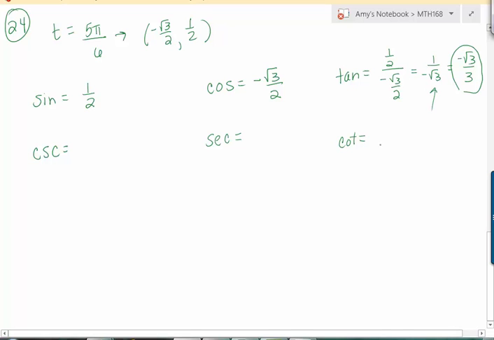Now, when you go to do the reciprocal of the cotan, I would look at this spot right here to do the reciprocal, which is going to give you negative square root of 3. The secant is going to be 2 over negative square root of 3. When you multiply top and bottom by the square root of 3, that's going to give you negative 2 square roots of 3 over 3. And the reciprocal of cosecant is 2.